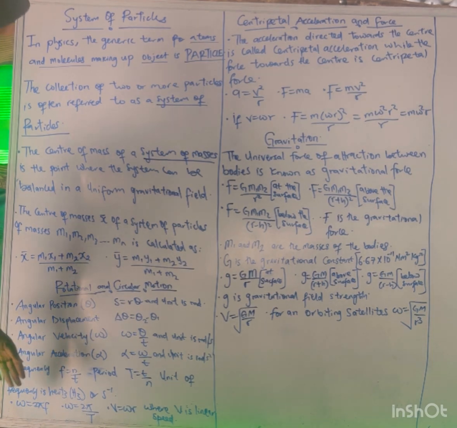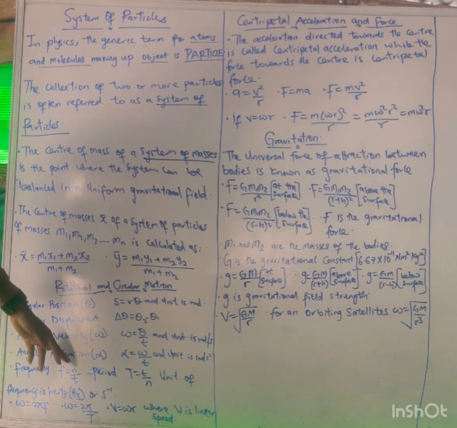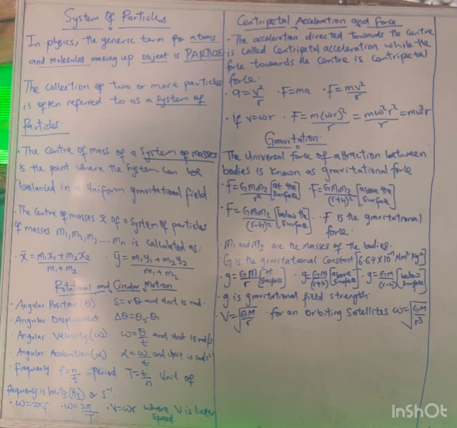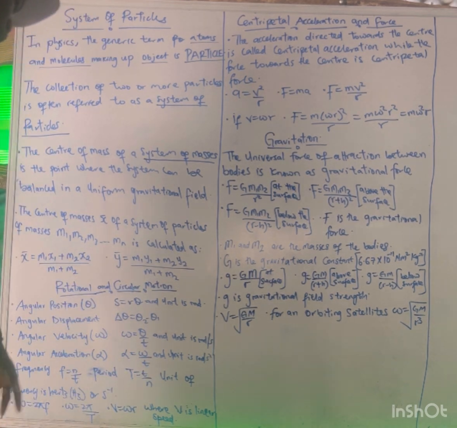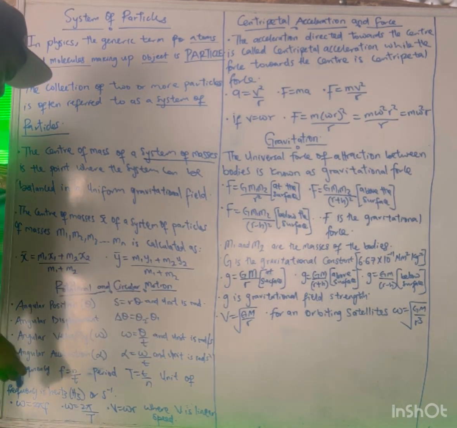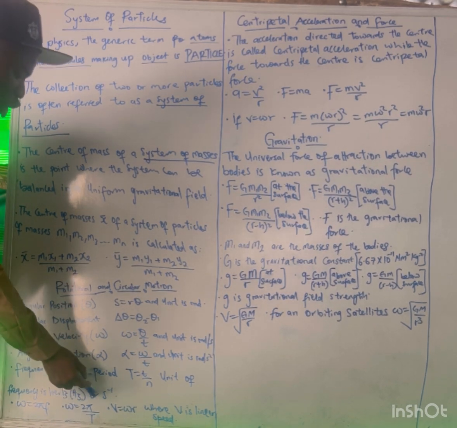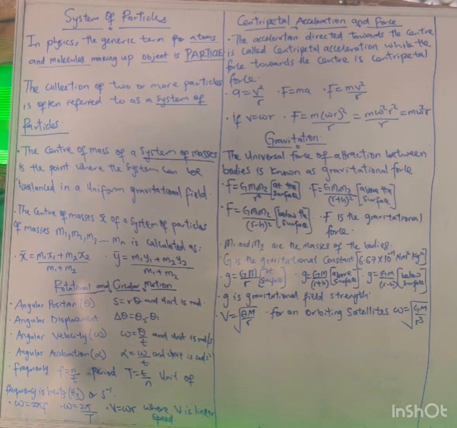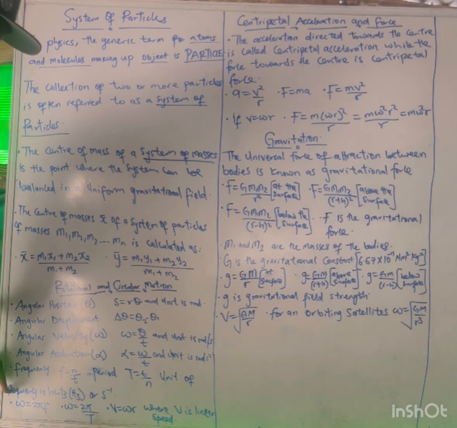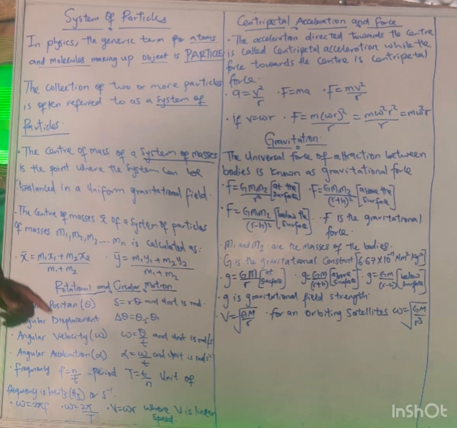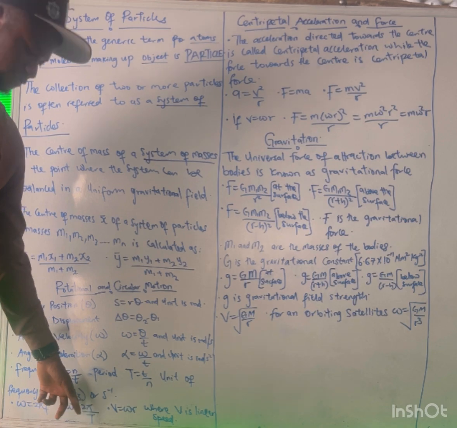We have the frequency. The formula for the frequency is the number of oscillations over time. We have the period. The formula for the period is the time over the number of oscillations. You have to know that the unit of frequency is hertz or per second. Also, our angular velocity omega equals 2 pi f if the frequency is given. But if your period T is given, your omega is 2 pi over T.